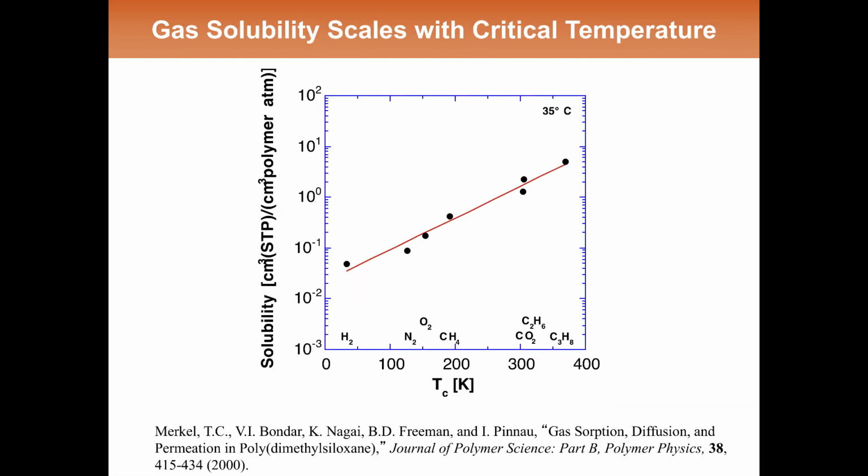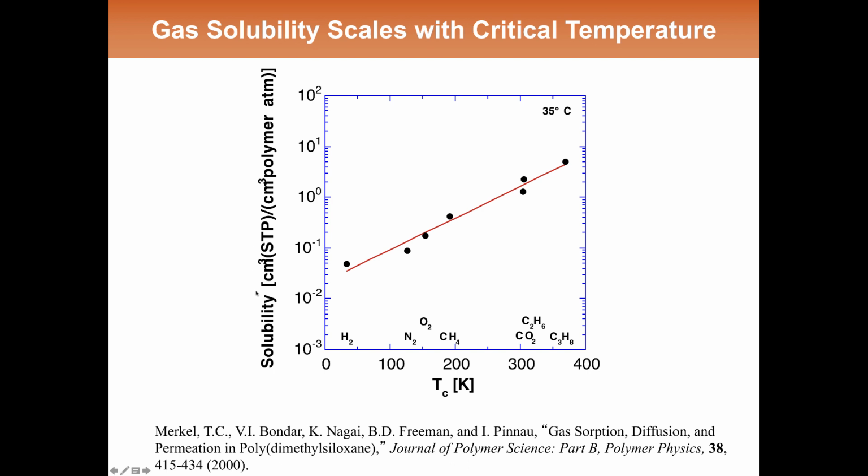And so this is a plot of the solubility of gases in polydimethyl siloxane, silicone rubber. And the solubility of a gas in a polymer is expressed in much the same way as a solubility of a gas in a liquid is expressed. It's expressed in units of cc's of gas at standard temperature and pressure. And remember that there are 22,400 cc's of gas at standard temperature and pressure in a mole of gas. So this is really another way of writing moles of gas per cc of polymer per atmosphere.